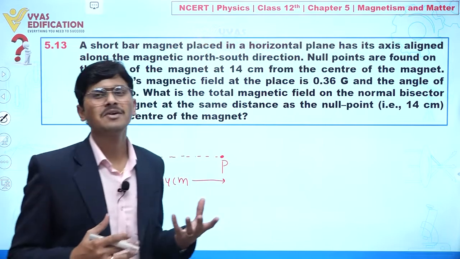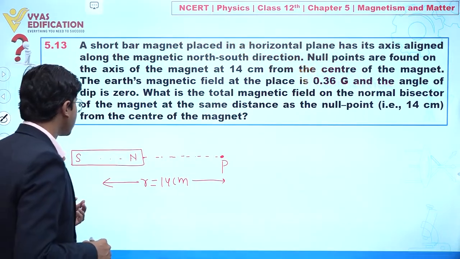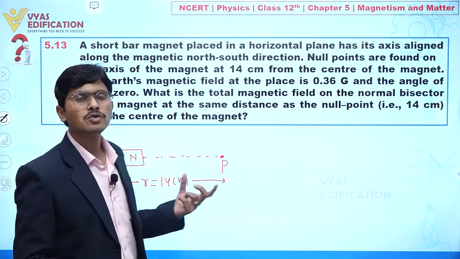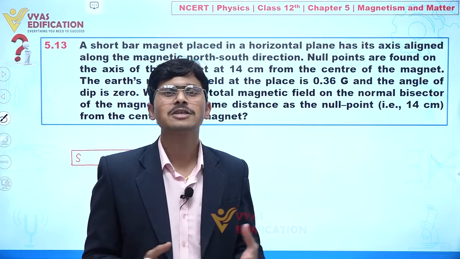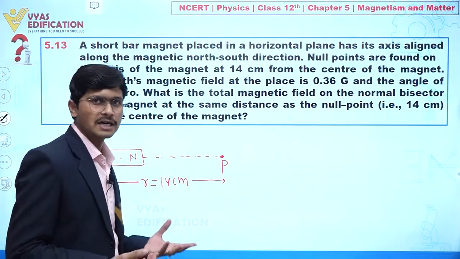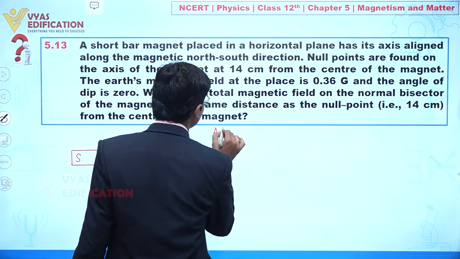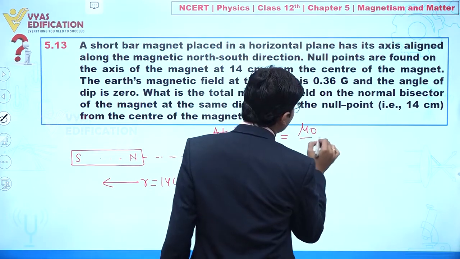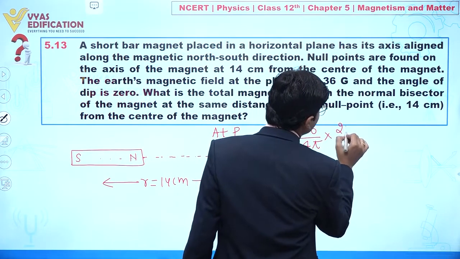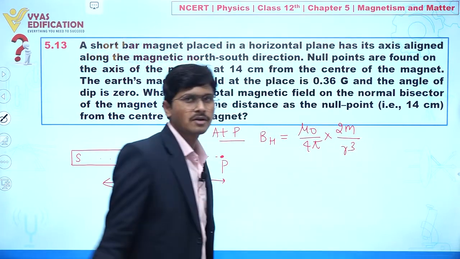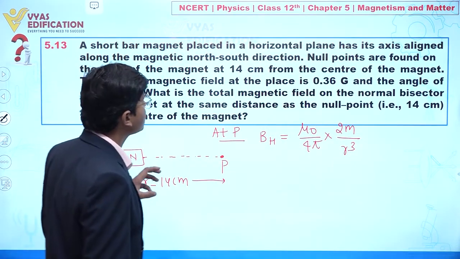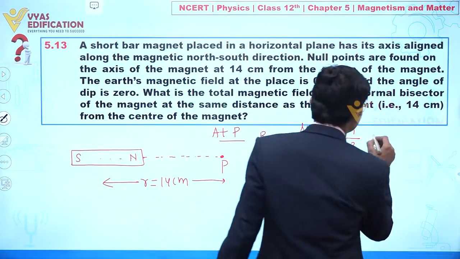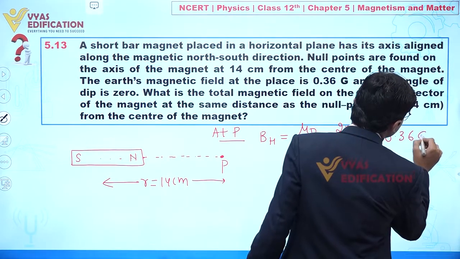Now what is the meaning of null point? Null point means at the point P, the magnetic field due to this short dipole is equal to the magnetic field due to earth, or the horizontal component of earth. So at point P we can write BH equal to mu naught upon 4 pi multiplied by 2M over r cube. It is also given that earth's magnetic field at this place is 0.36 Gauss.